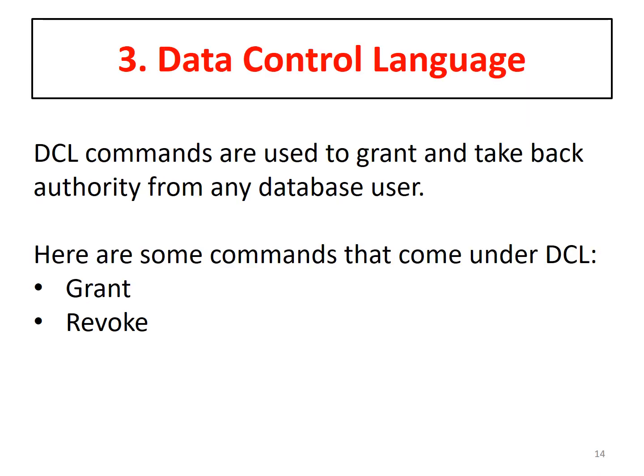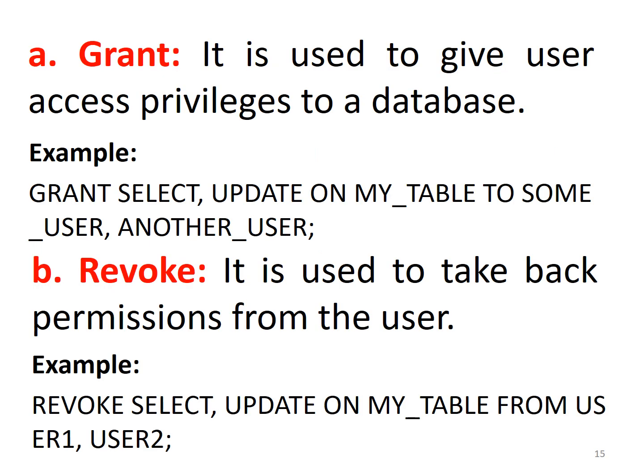The third one is data control language. It's about who can do what with the data, that is, grant permissions to users or take them away. Here we have two important commands: grant and revoke. Grant is used to give users access privileges to a database. For example, grant select, update on my table to some user, another user. Whichever users we want to give the access privileges, we have to specify.